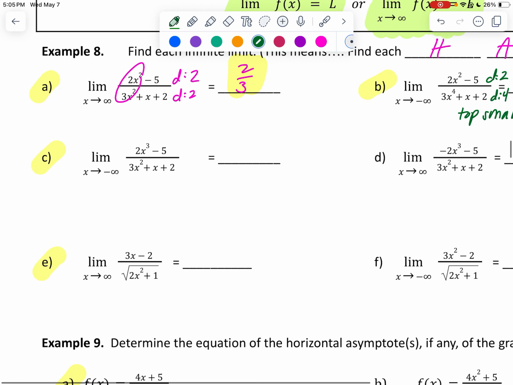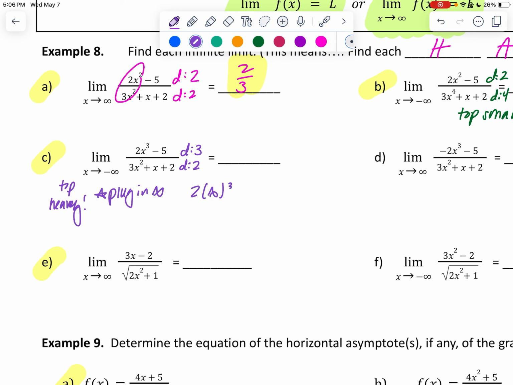Right, part C, it looks like I have degree 3 on top, degree 2 on bottom. We are top heavy. So then we have to think about it in terms of plugging in infinity. Right, so let's go and do it. So I get 2 times infinity cubed minus 5 all over 3 times infinity squared plus, we're dealing with negative infinity, negative infinity plus a negative infinity plus 2.